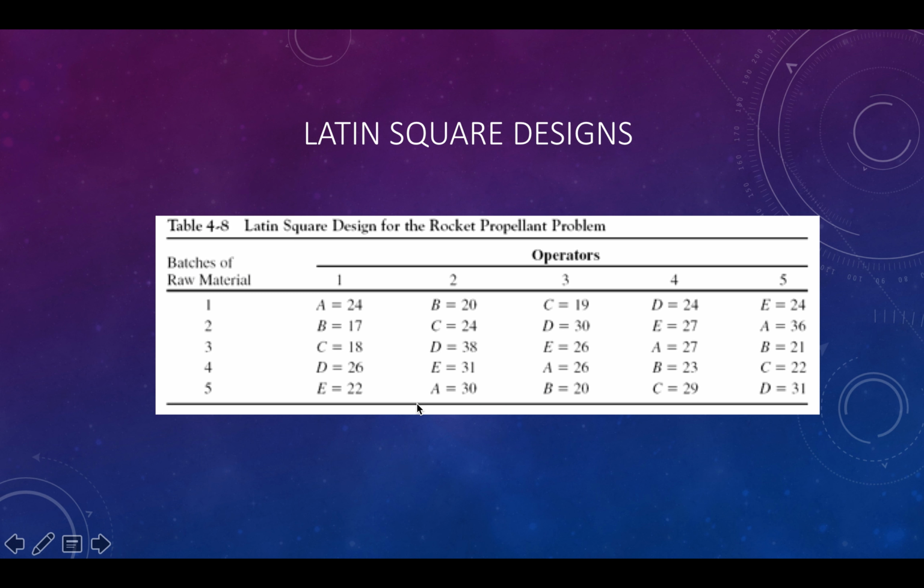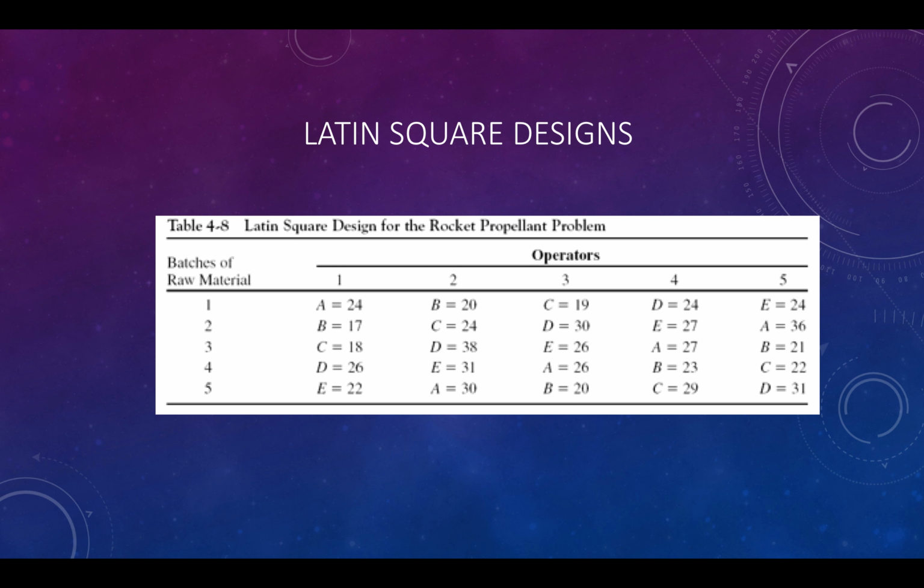So in engineering, here's an example. You have a Latin square design for a rocket propellant, and you have the batches of raw materials, which are our rows, and that's one of our nuisance variabilities. Our other nuisance variability is operators. You can see here the treatments are A, B, C, D, and E, and they are not repeated throughout the entire row, nor are they repeated throughout the entire column.